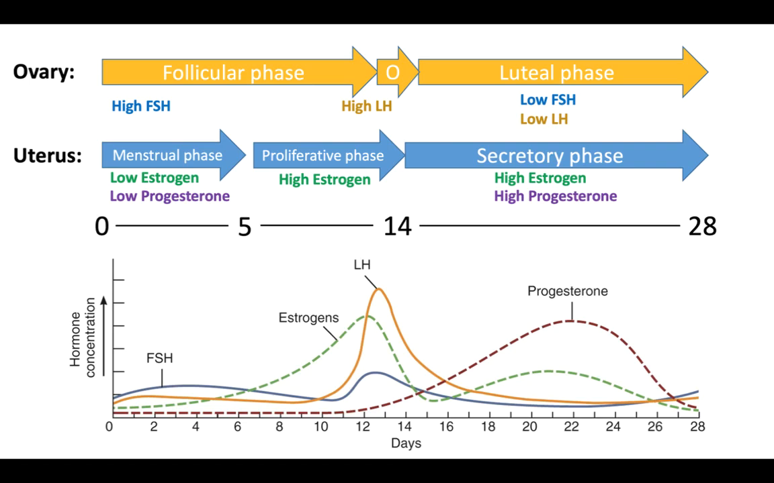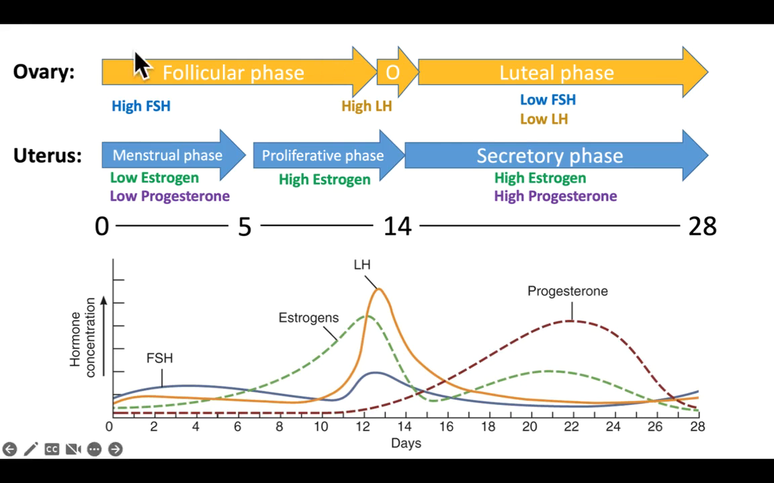When we're looking at the ovary, there are basically 3 phases as well. We have ovulation, so this O represents ovulation. That's roughly day 14. Before ovulation, we call it the follicular phase, because we're maturing follicles. We're trying to get that mature follicle ready. And then after ovulation is the luteal phase, because we have the corpus luteum producing hormones.